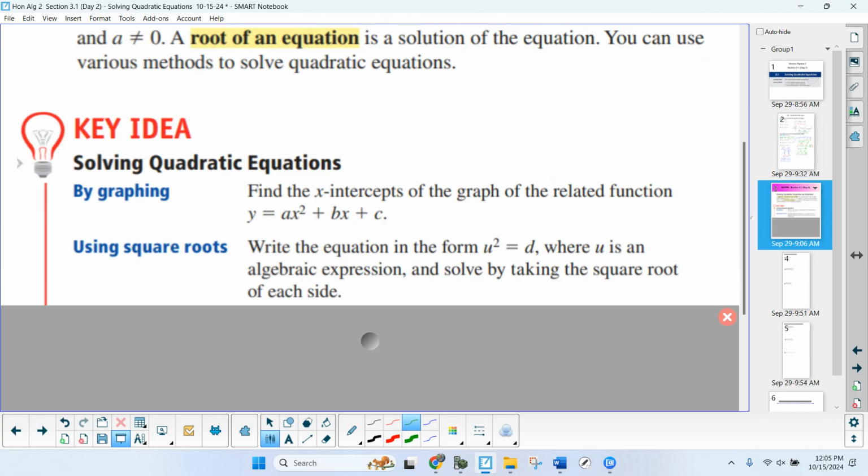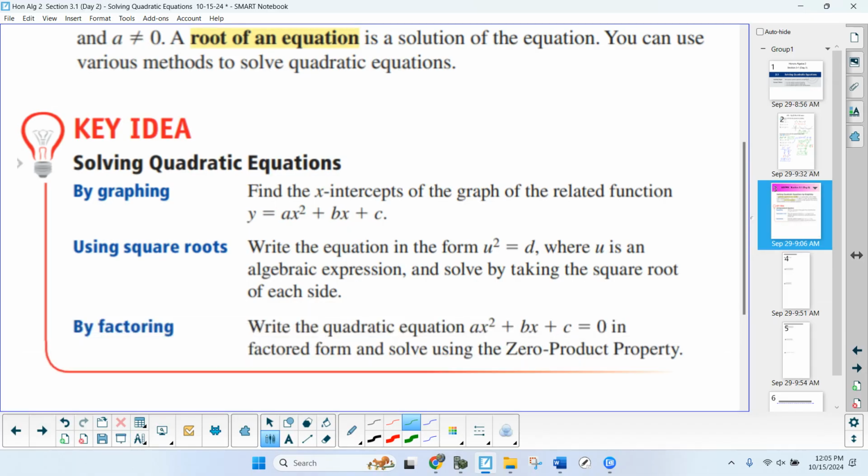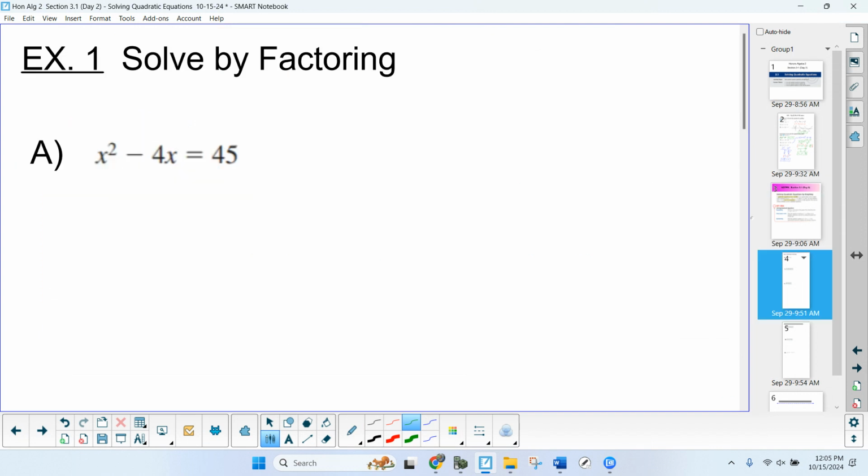We talked about using square roots, getting that u squared or x squared all by itself and then taking the square root of each side. And then the last way that was on our notes on Thursday, that I said we would talk about this week, is by factoring, which is why we did that huge factoring review last week. Okay? Solve by factoring.